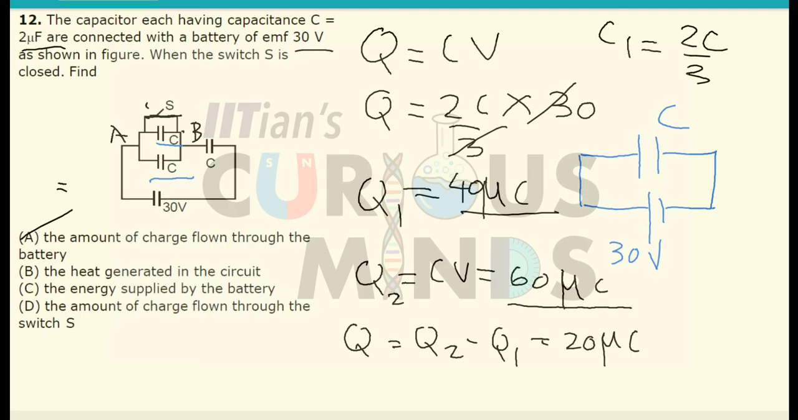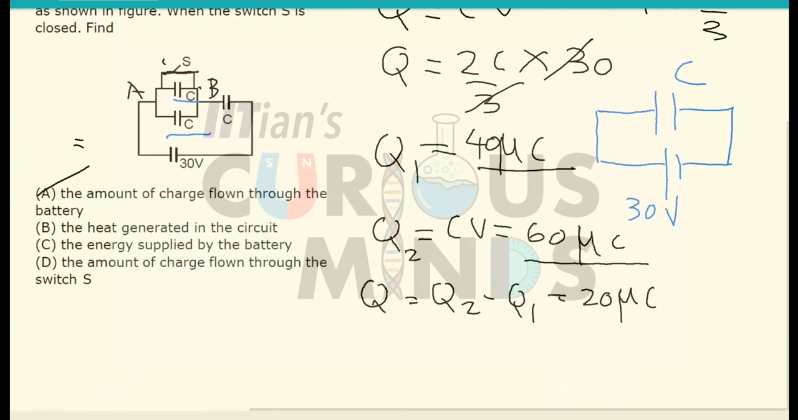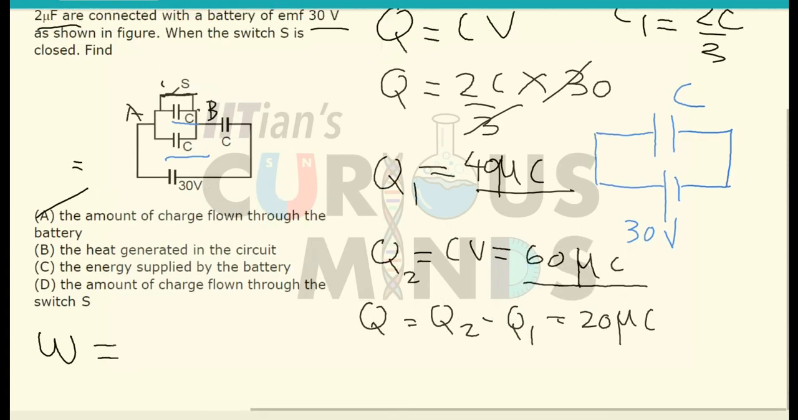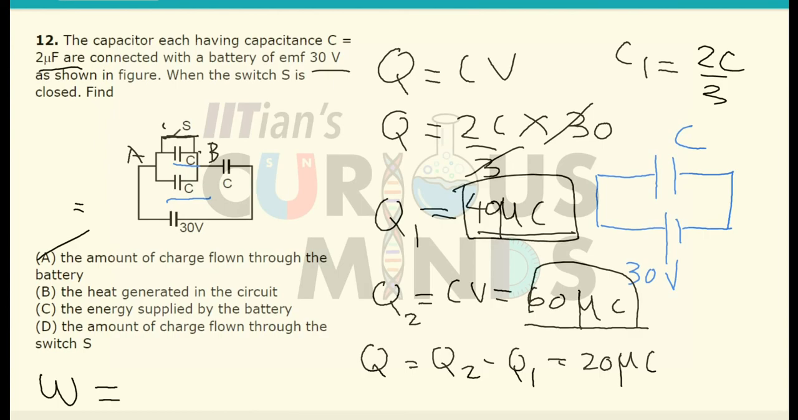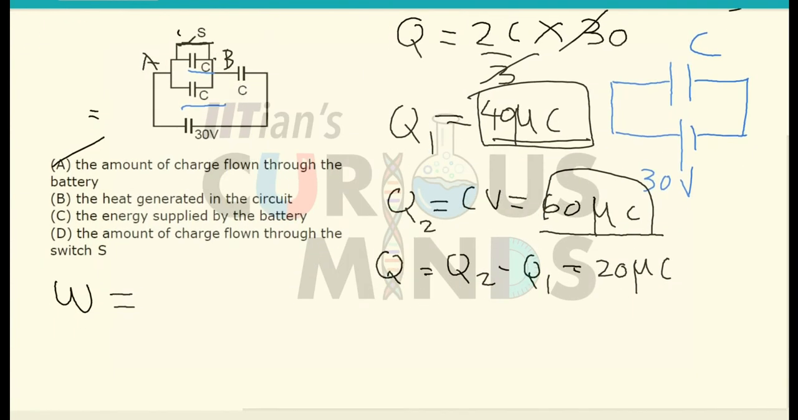Now the second thing they have asked is the heat generated. Before finding out the answer for the second, let us find out the answer for the third, that is the energy supplied by the battery. The energy supplied by the battery will be equal to the work done. Initially there was 40 microcoulomb charge flowing and finally there is 60 microcoulomb charge flowing. So the work done by the battery is equal to Q2 minus Q1 into V, and the voltage remains constant over here.